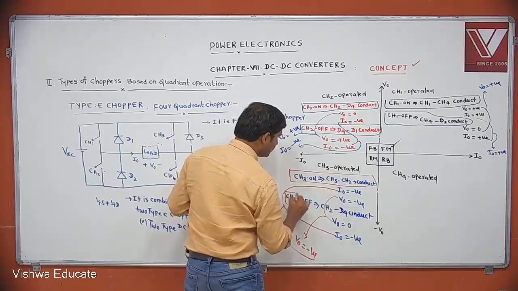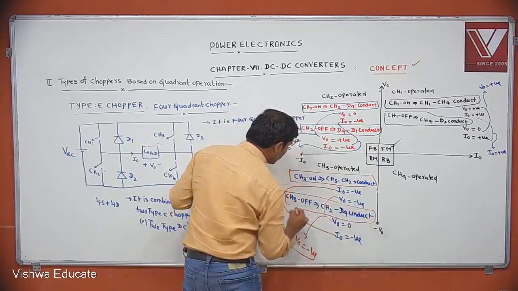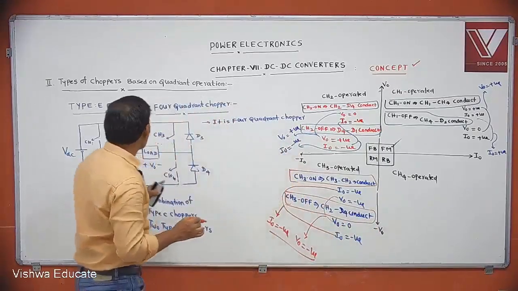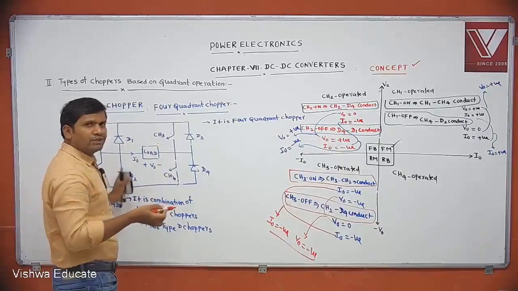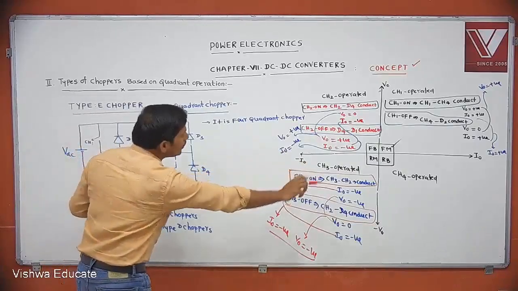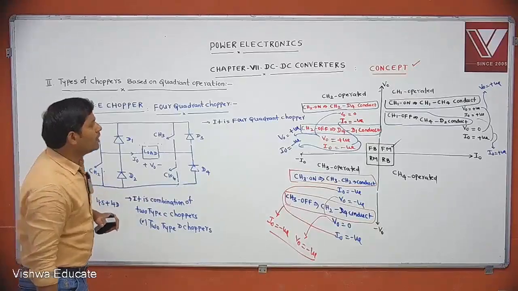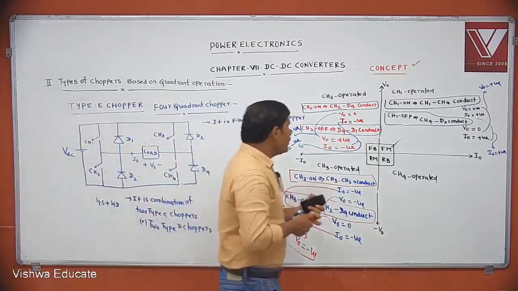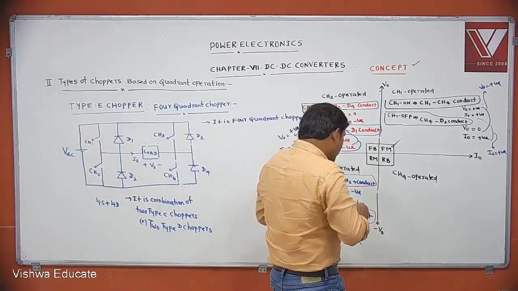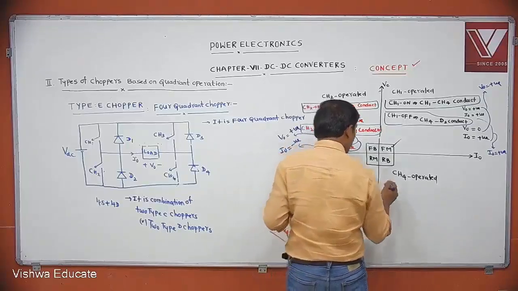Which device will conduct in the third quadrant? I am giving this according to this notation only. If the notation is changed here, you change the notation accordingly. Understood? Okay. Now, if CH4 is operated, that is, if CH4 is on, one operation.